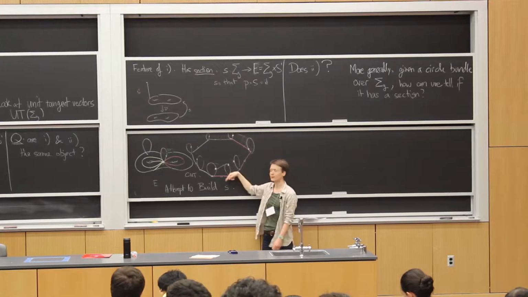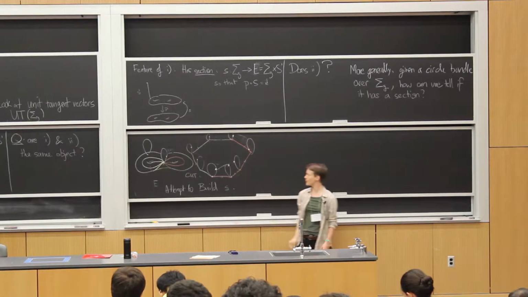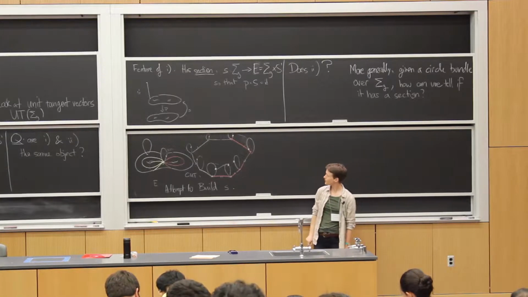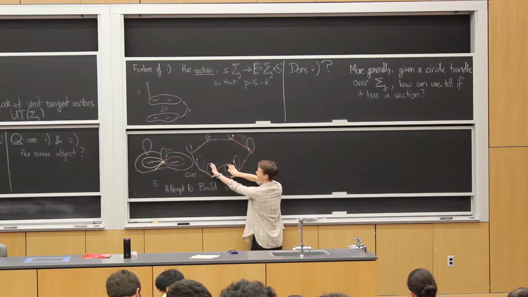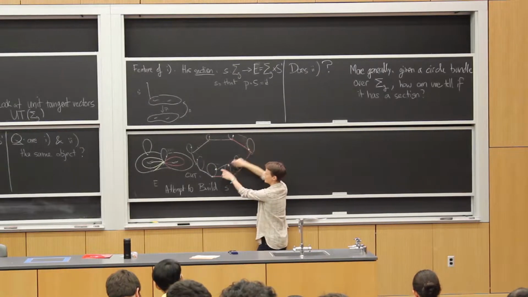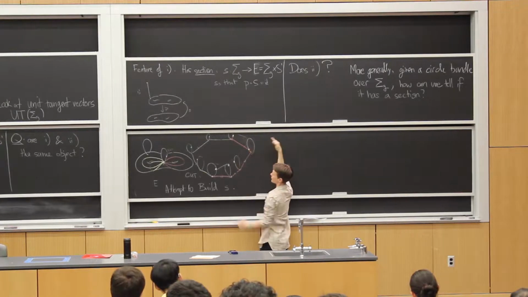You could have wound around a couple times. I don't really care what you do. Make a choice, and we'll see if this works out. So remember, this side is the same as this one. So there's some identification map that takes this to here. So if I choose a path here, that corresponds to a path here also.